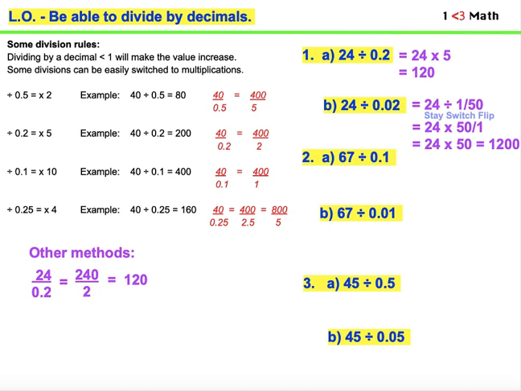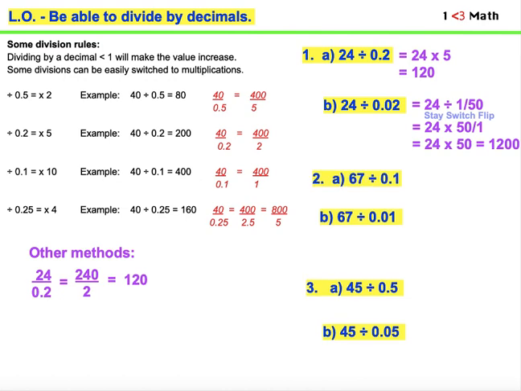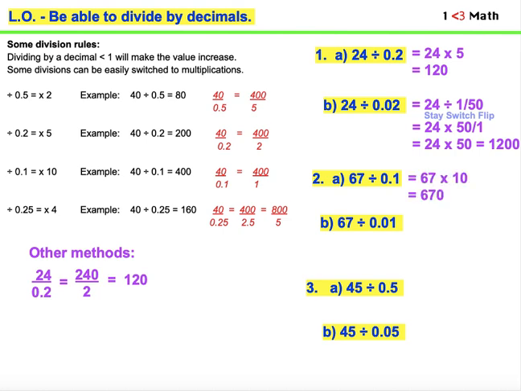Now, on to part 2. 67 divided by 0.1. Dividing by 0.1, just move things around a little bit so we've got a little bit more space. Dividing by 0.1, if you know the rule, it's the same as timesing by 10. So it would be 670. For the next one, we've got 67 divided by 0.01. Now that's 10 times smaller, so the answer is going to be 10 times bigger, similar to question 1.